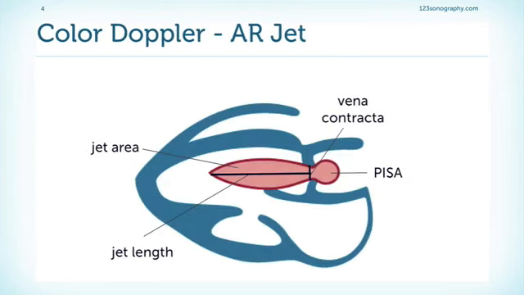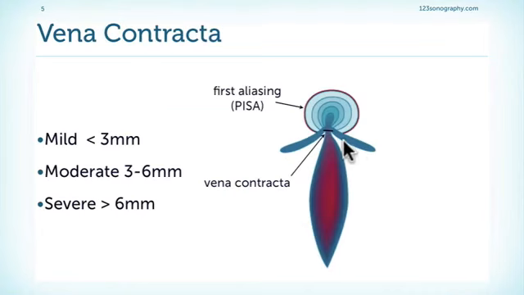Let's take a look at the aortic regurgitation jet first. As with all jets we see in the heart, we usually have several components. We have a proximal component, which is called the PISA, or the proximal isovelocity surface area. Then we have the vena contracta, which denotes the region where the jet actually passes through the regurgitant orifice. Then we have the body of the jet, which can be measured in its length and in its total area or surface. So this again shows you a regurgitant jet and also where we would measure the vena contracta.